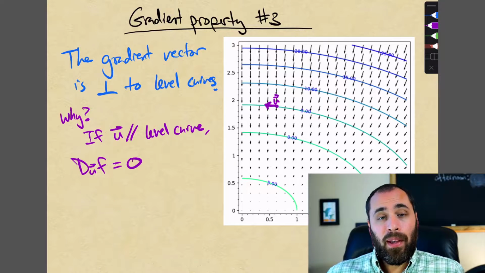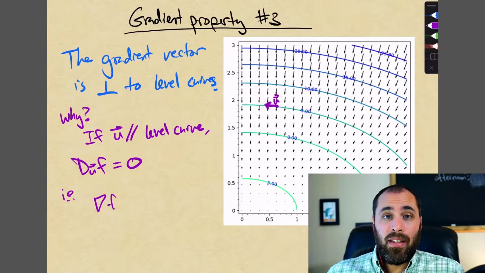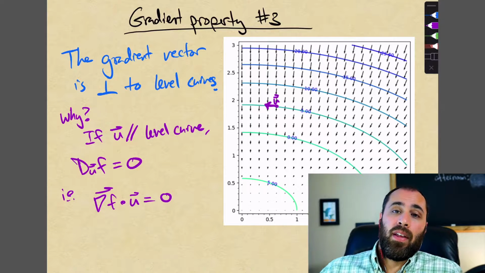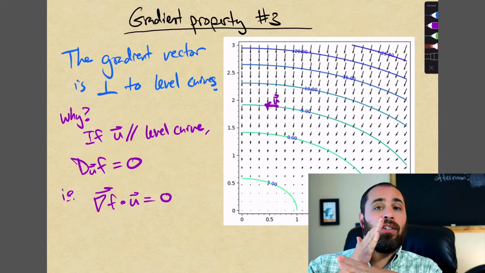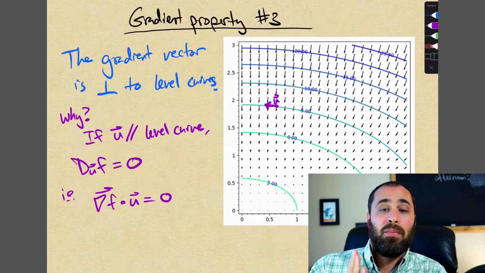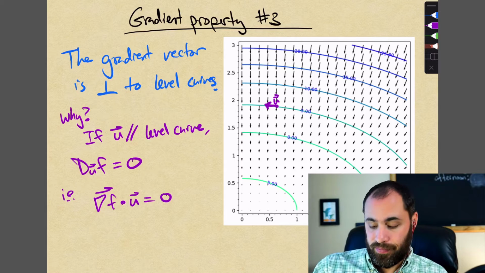Now, bringing it all together, the directional derivative is the gradient dotted with a unit vector, a direction. If that dot product is 0, if the directional derivative is 0, then that means that our gradient vector and the direction of the contour line, the contour curve, would have to be perpendicular.